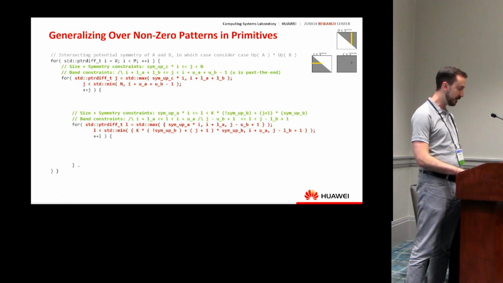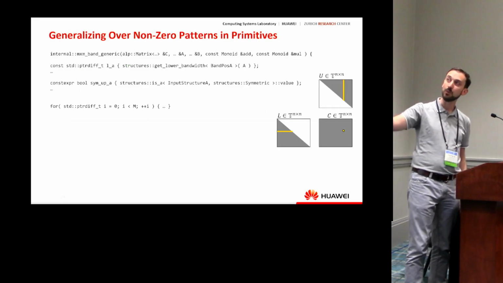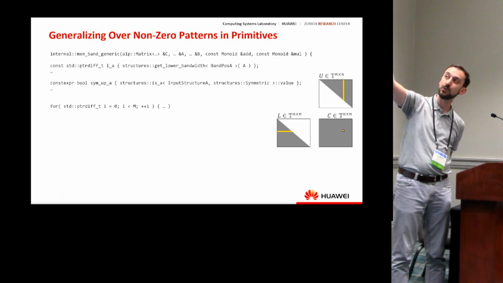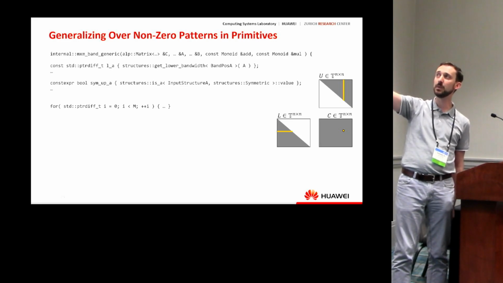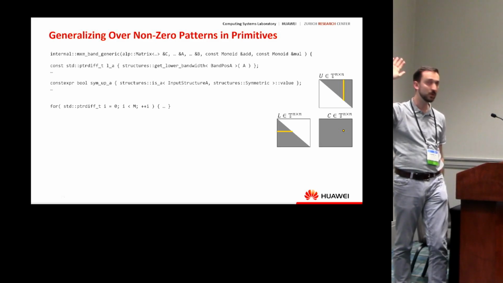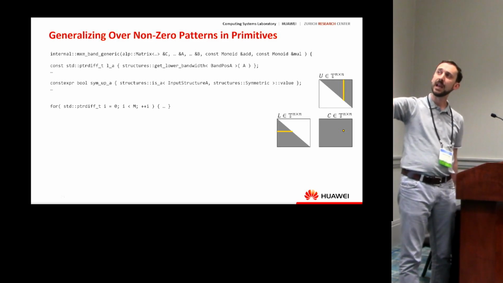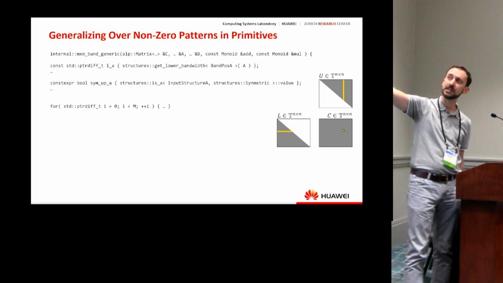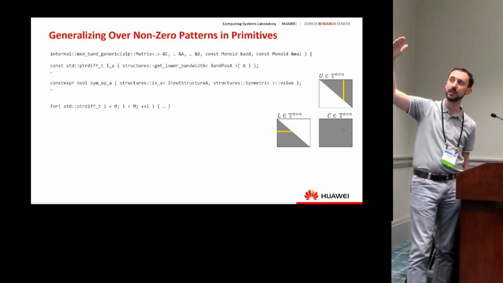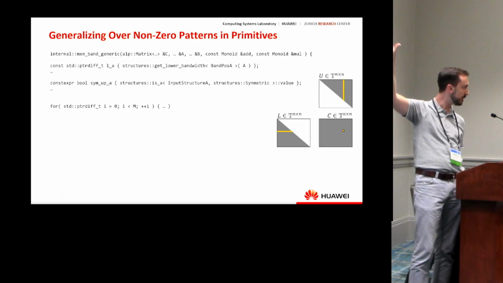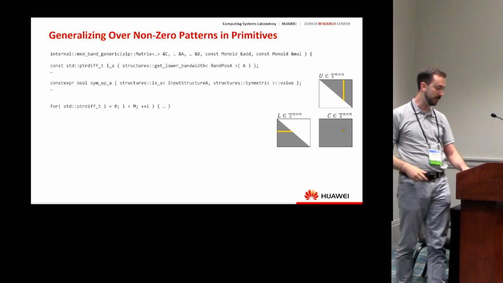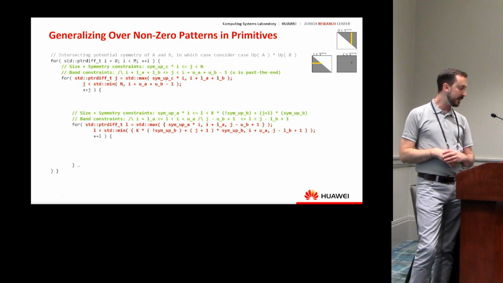Here, what I have is the three matrices, right? The LP matrices with some structures. We also have the add and multiplication monoids coming from the semiring that we want to pick. And you have some static properties, like for example, the bands and whether something is symmetric or not, which can be captured as a const or a constexpr and used in the implementation.